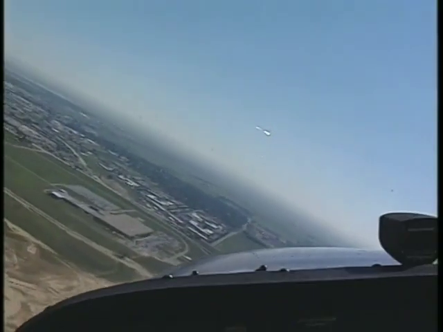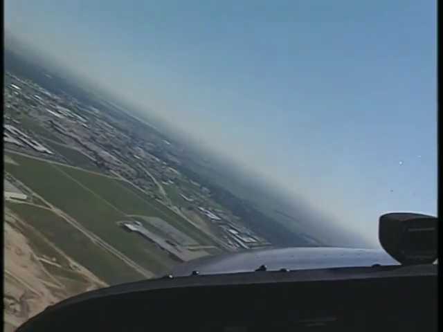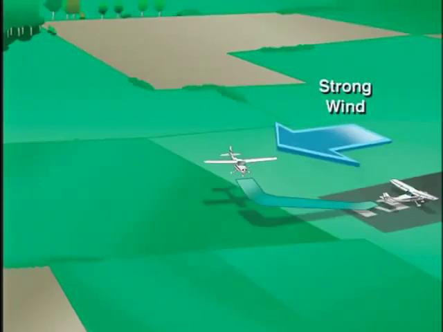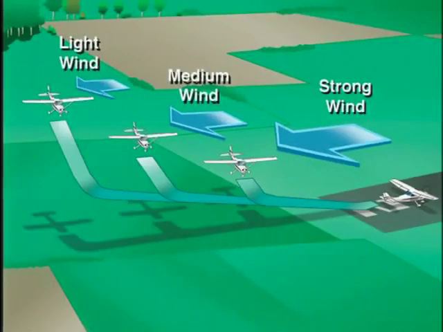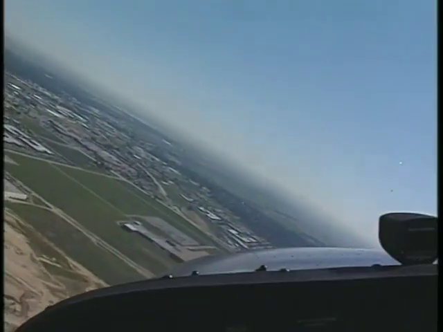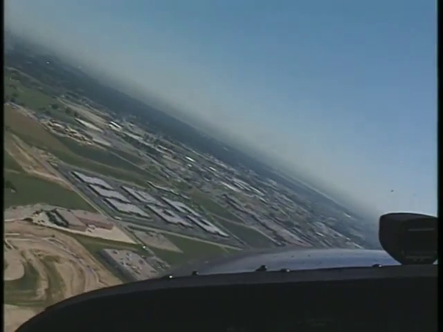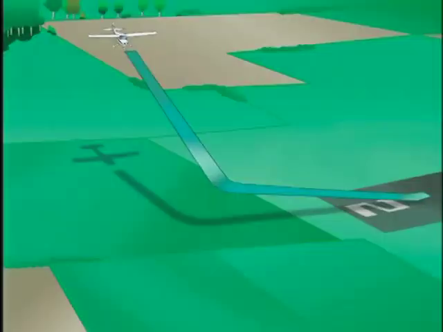Your turn to the base leg of the pattern is governed by the existing wind conditions and glide angle. Stronger winds require a turn to base sooner than if lighter wind conditions prevail. Also, take into consideration the fact that strong headwinds affect your final approach as well. Use the turn to base leg to dissipate or conserve altitude as necessary to meet your intended landing position.